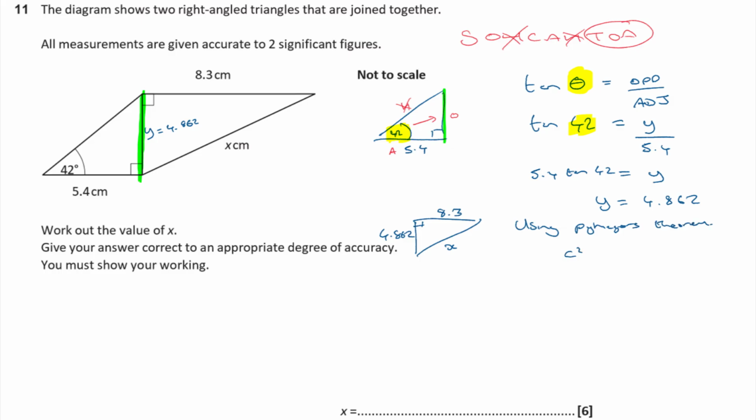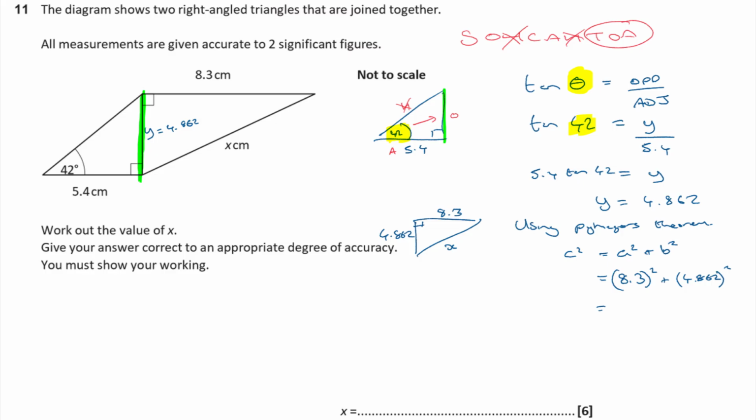Which says c squared, the longest side, is equal to the sum of the squares of the other two sides. It's a squared plus b squared, isn't it? So I'm just going to take my two numbers, the number I was given, 8.3 squared, plus my horrible long decimal, 4.862 squared. But I'm going to use the calculator value, remember.